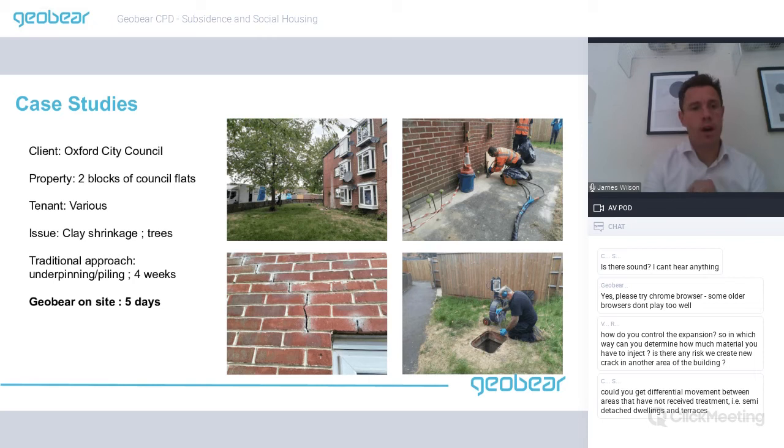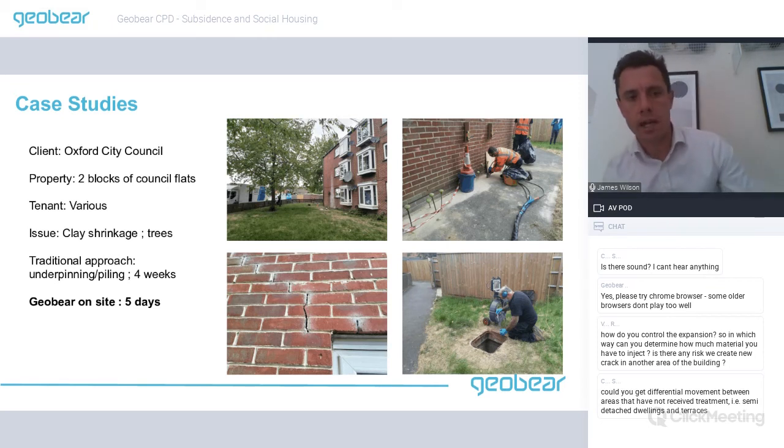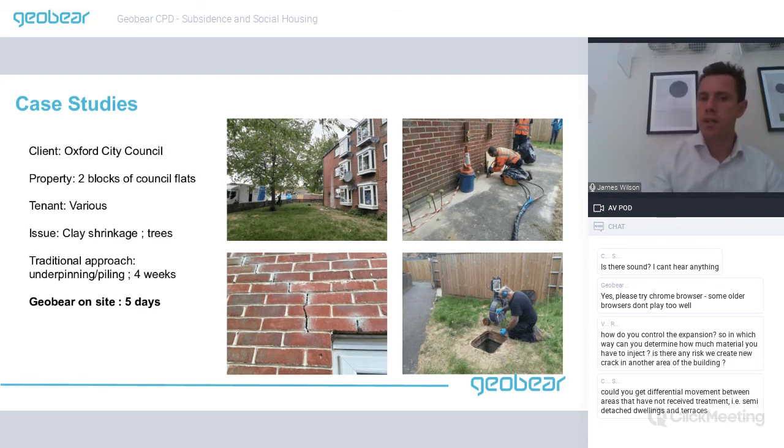So we had that done in 5 days. Those whole blocks stabilized, whereas any sort of traditional approach would take 4 weeks, much greater cost. But yeah, so it was a huge advantage to Oxford City Council. They didn't have to move all these families out. Finding alternative accommodation for 18 households is quite severe. So this really just totally avoided that.